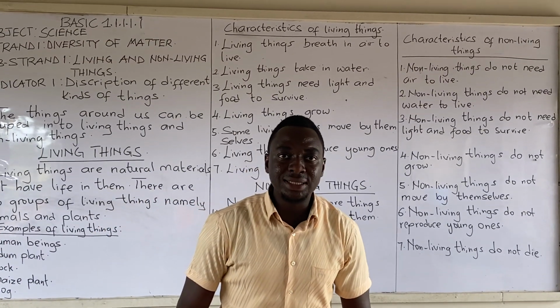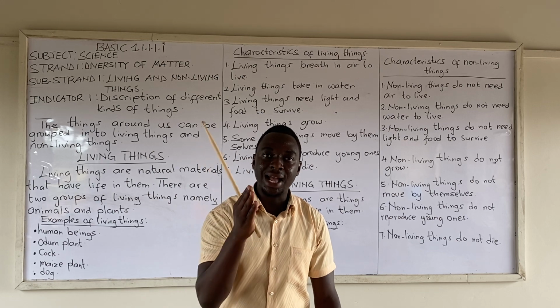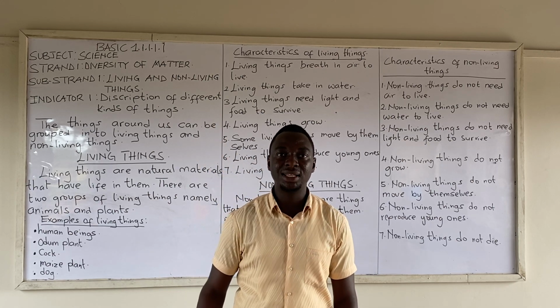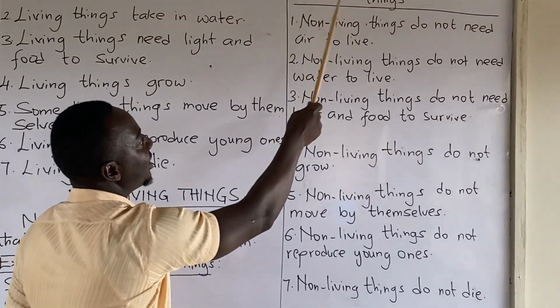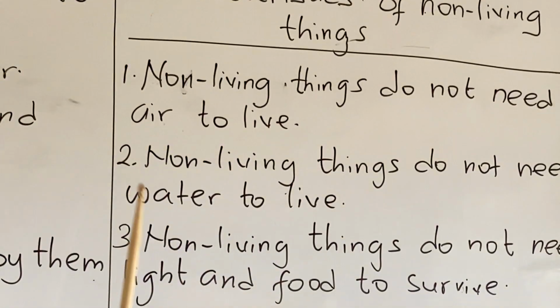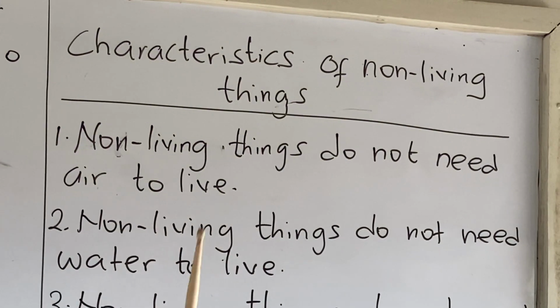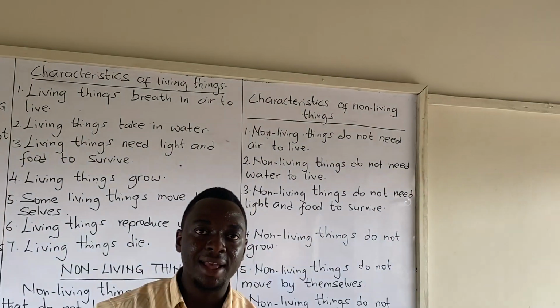Why do we call these things non-living things? Let's look at their characteristics, things that make us classify these things under non-living things. So, characteristics of non-living things. 1. Non-living things do not need air to live. Unlike the living things that need air.